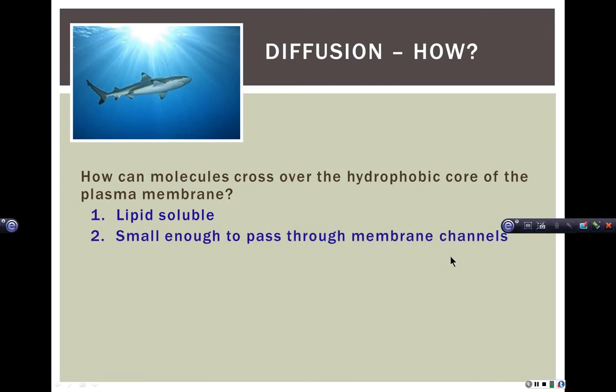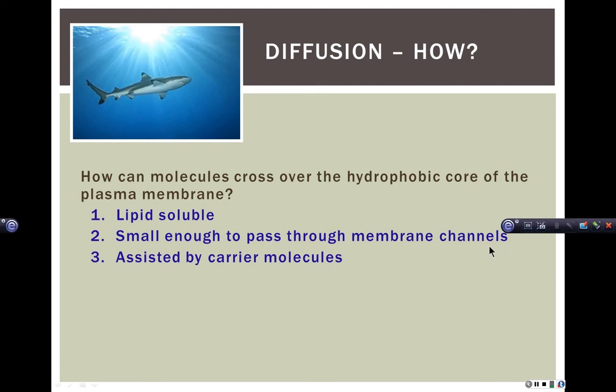Little particles, little molecules, little ions, some of them are small enough to pass right through the phospholipid area or through the membrane channels, such as oxygen and carbon dioxide, and sometimes they are assisted by carrier molecules that specifically link like a lock and key to specific molecules. And we'll take a closer look at how that works specifically.